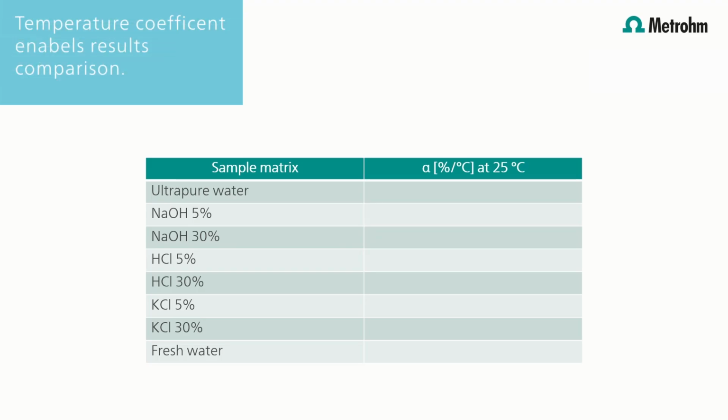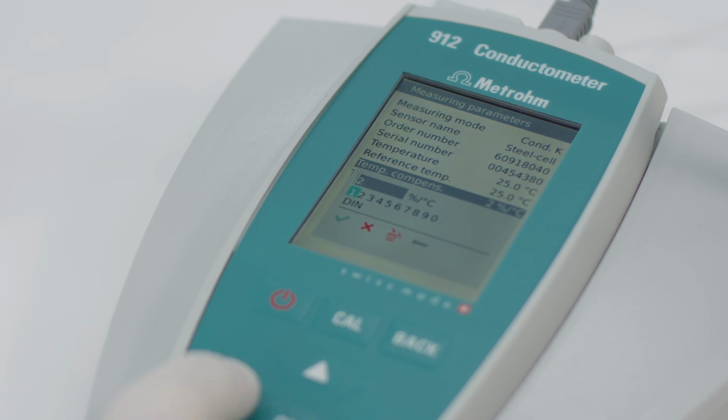If samples are measured at different temperatures, the so-called temperature coefficient, alpha, is used. This converts the conductivity value to a reference temperature, usually 25 degrees Celsius. This ensures comparable results. The coefficient itself depends on the sample matrix and is different for each sample. In modern conductometers, this coefficient can be set.